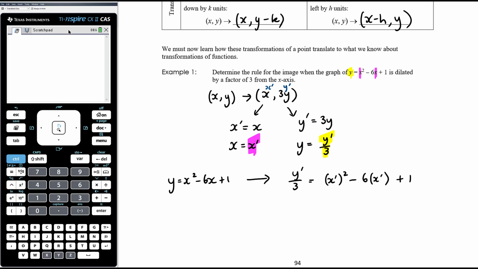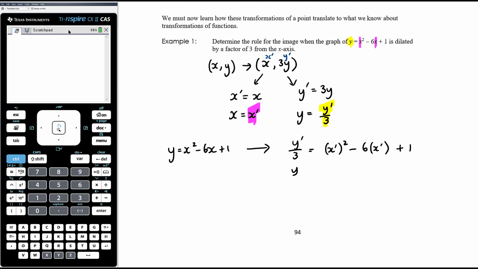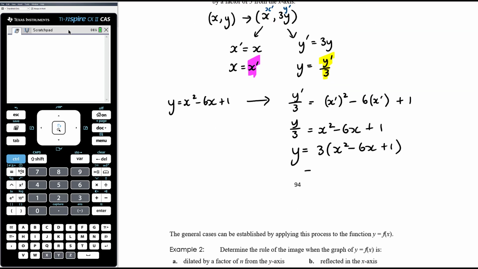Now, once you've made the substitution, you can stop calling them x dash and y dash. There's no problem with that. And so we've got y on 3 equals x squared minus 6x plus 1, and then we just need to multiply everything by 3, which means that y equals 3 times all of that, which is what we knew would happen when we do a dilation by a factor of 3 from the x-axis. We multiply the whole function by 3, and so we get 3x squared minus 18x plus 3 is our rule for the image after a dilation by a factor of 3 from the x-axis.